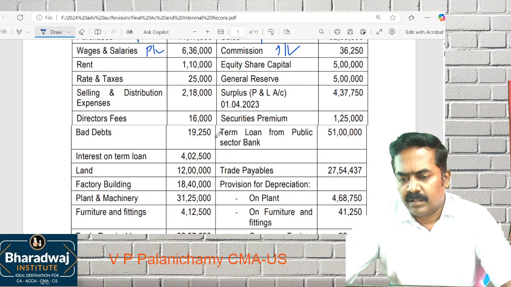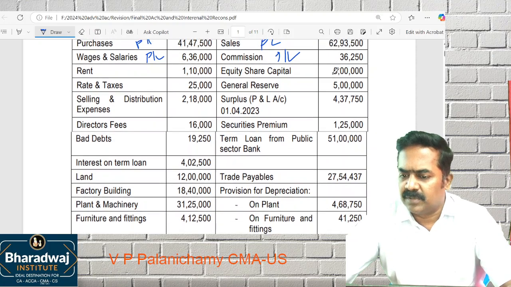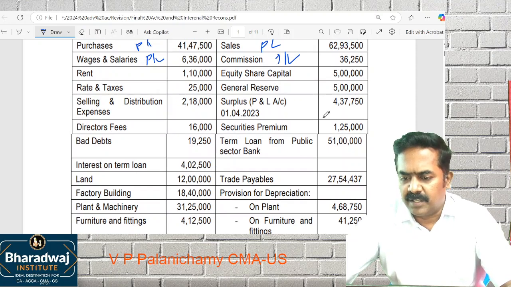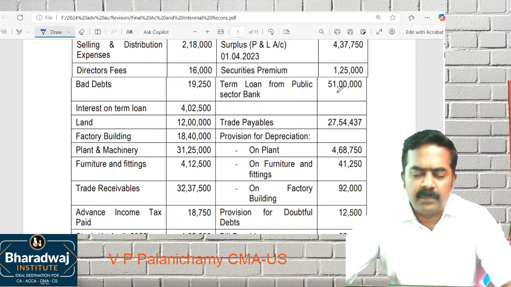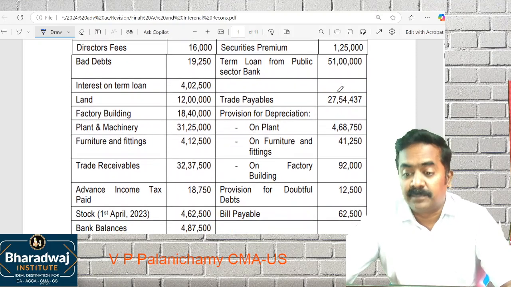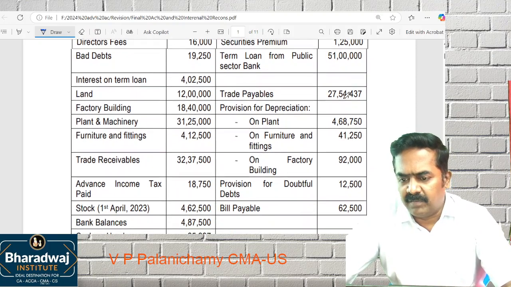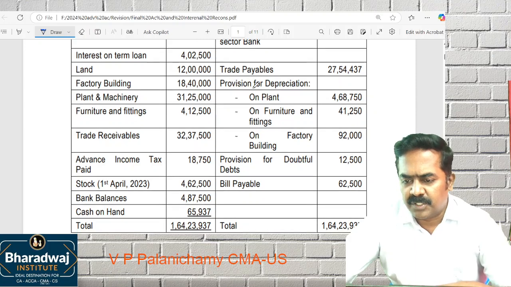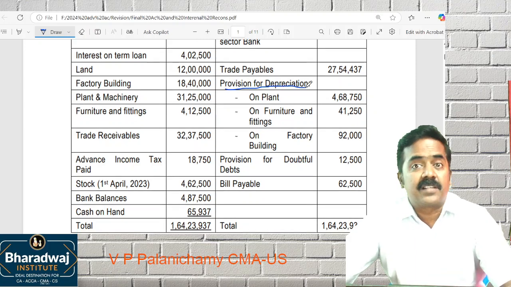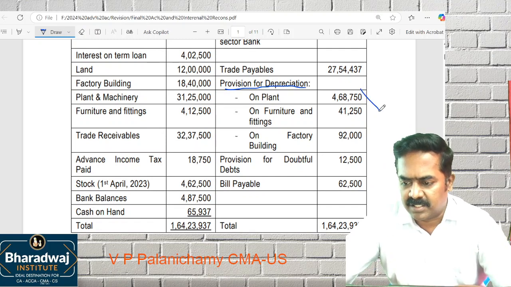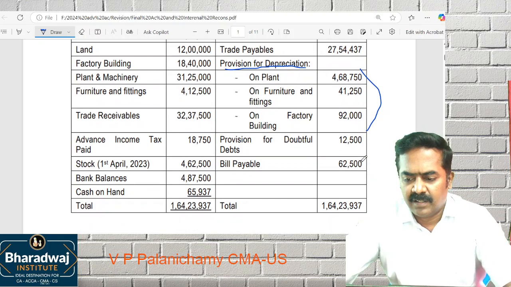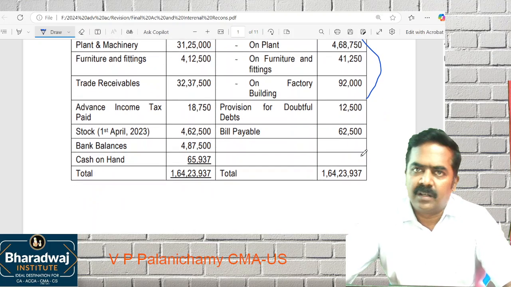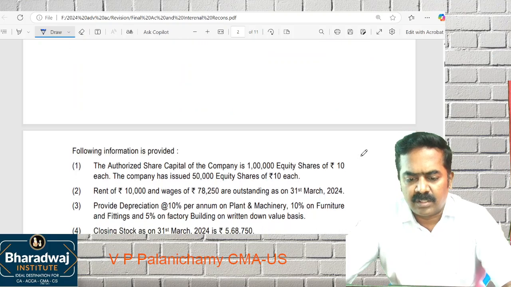Then we are given share capital and general reserve, of course, liability. This will come in reserves and surplus. Securities premium also reserves and surplus. Term loan from public sector bank, it will come in what? Long-term borrowings. Trade payable will come under current liabilities. Provision for depreciation, this will be adjusted against the asset in the balance sheet. It is not current year depreciation, accumulated depreciation you will adjust in the balance sheet. Provision for bad debts, this is nothing but the opening balance. Then bills payable will come as which one? Current liability. Look at the adjustments given.